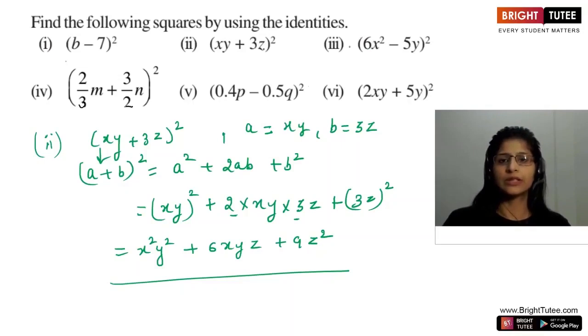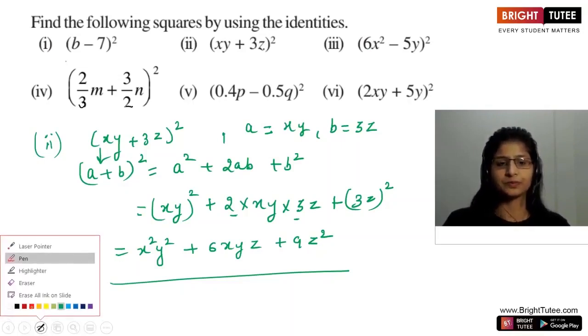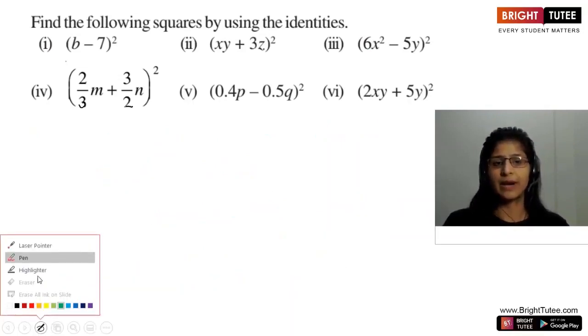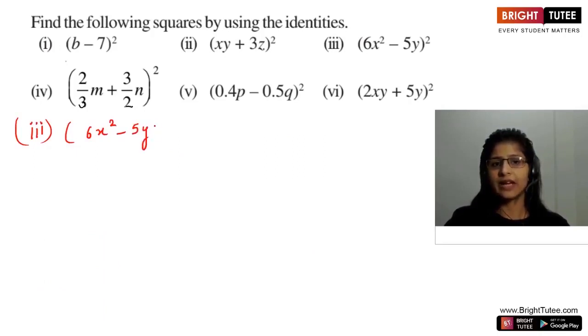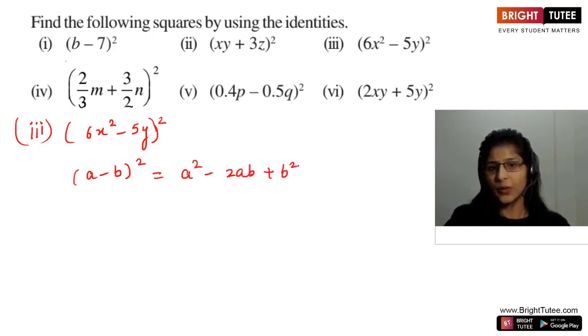Okay, now the third part we are going to solve. So what is given in the third part? Can you think of the identity that we have to use in the third part? Yes, the third part is 6x square minus 5y whole square. So we see this is of the form a minus b whole square. Okay, it is equal to a square minus 2ab plus b square.